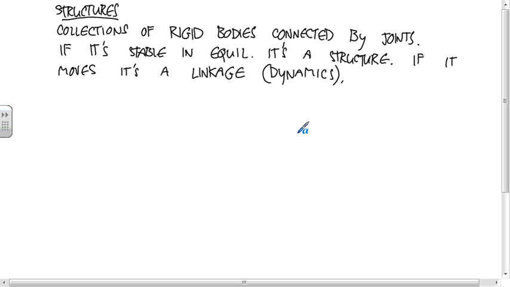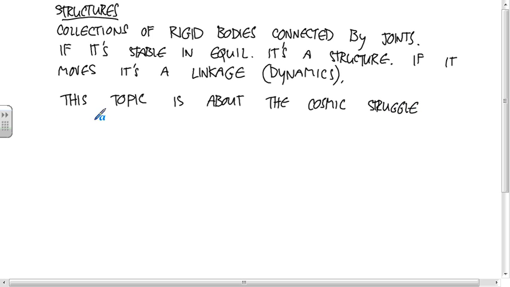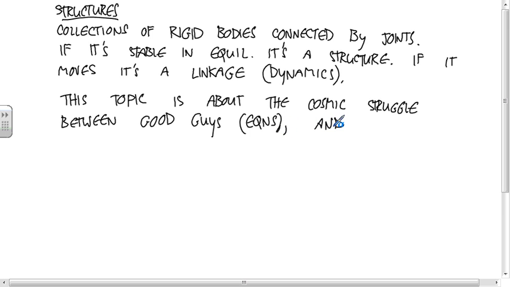Okay, and structures is really where doing big systems of equations for big numbers of variables is going to become an issue. So this topic is really kind of about the cosmic struggle between the good guys, the equations, and the bad guys, the variables.